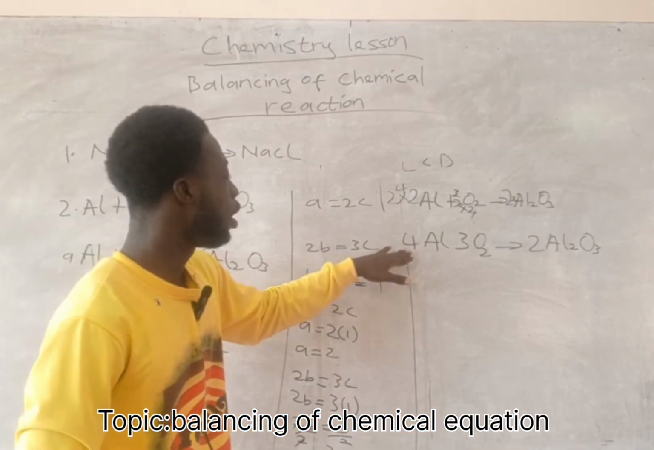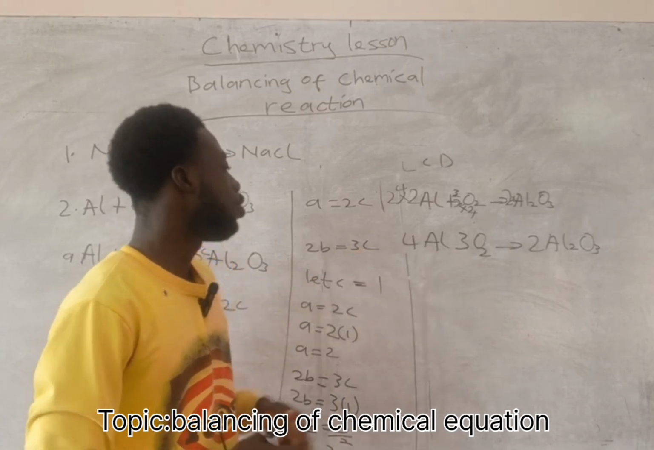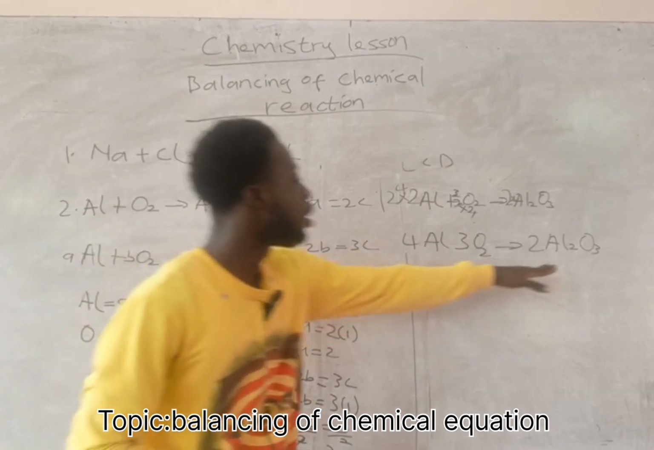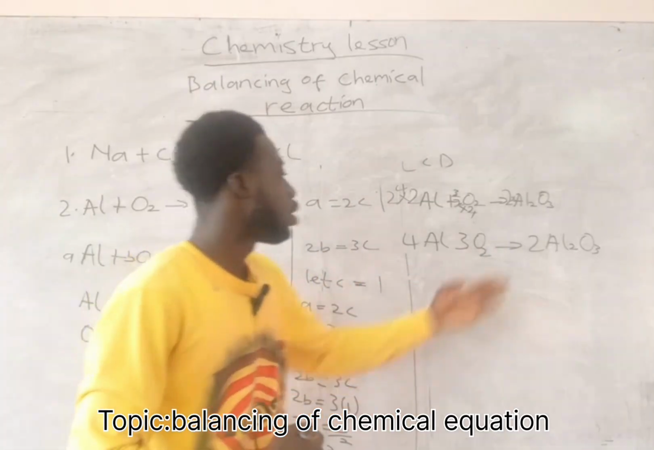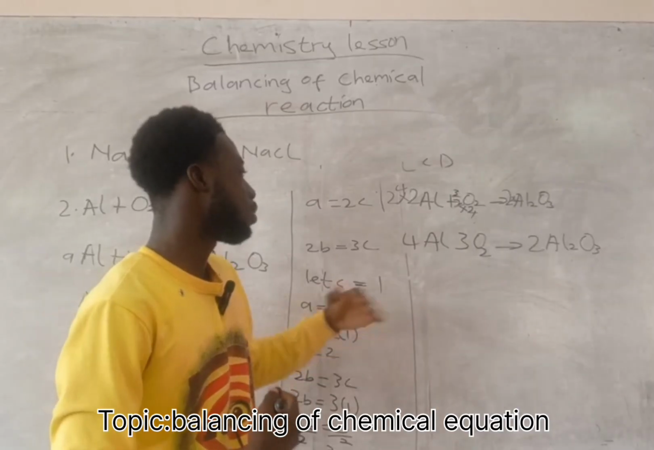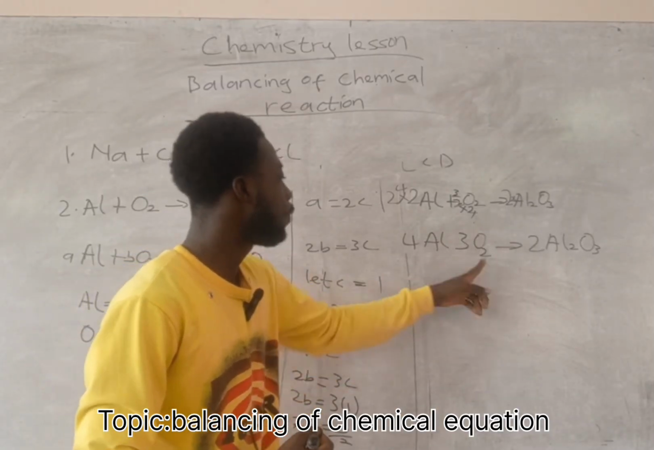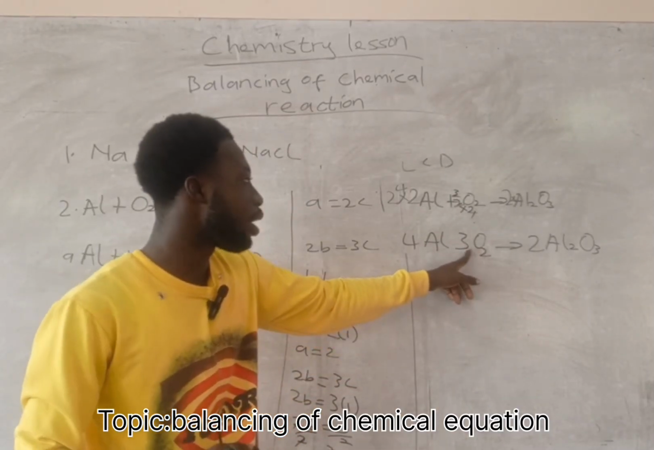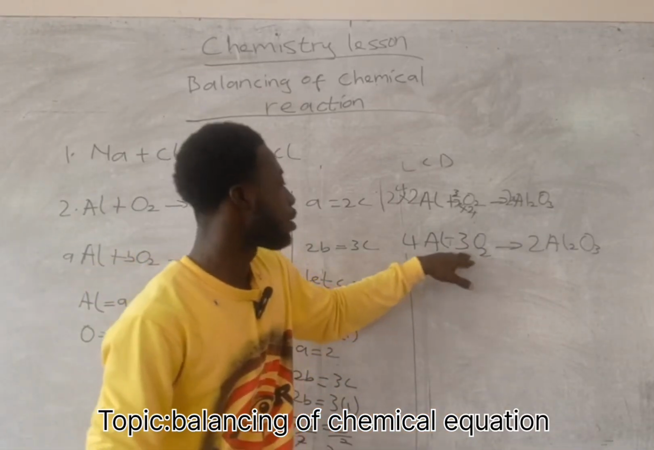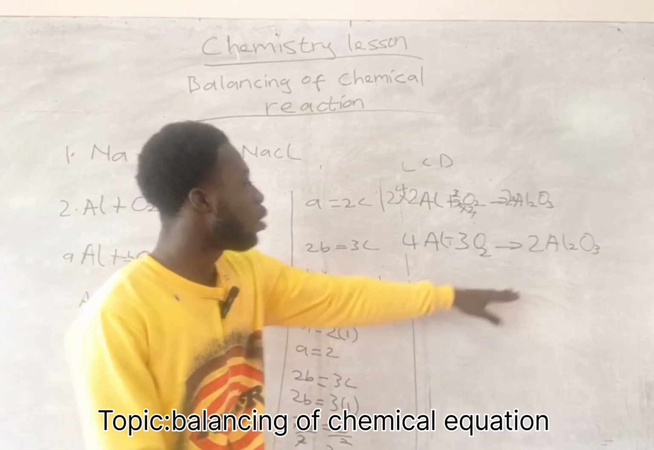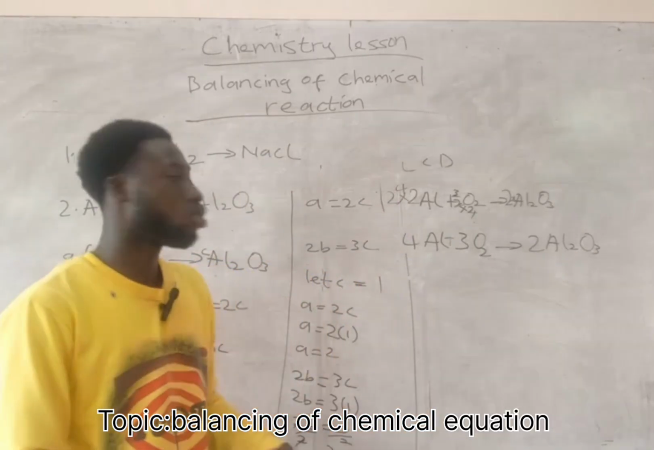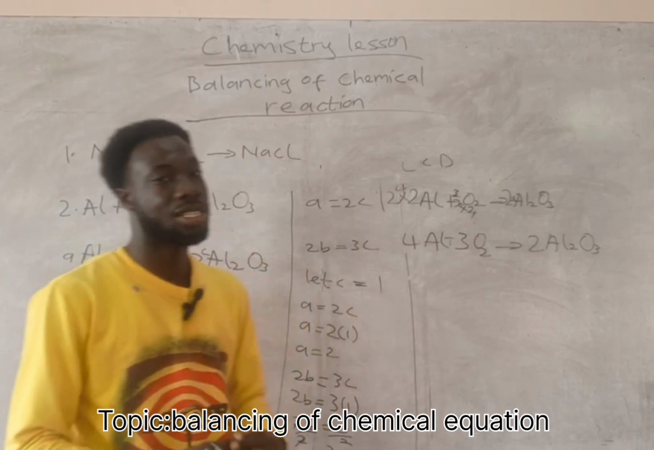All right, now let's check if the equation is balanced. Here we are having 4 aluminium. We are having 4 aluminium. Now let's go to this side. 2 times 2 will give you what? 4. Is that clear? All right, so it is balanced. Now let's check the oxygen. We are having 2 times 3 will give you what? 6. Now, oxygen, we have 2 times 3 will give you what? 6. So it means that the equation is balanced.